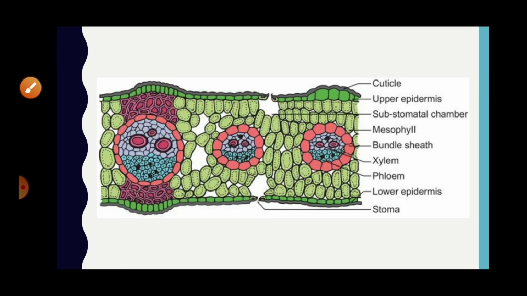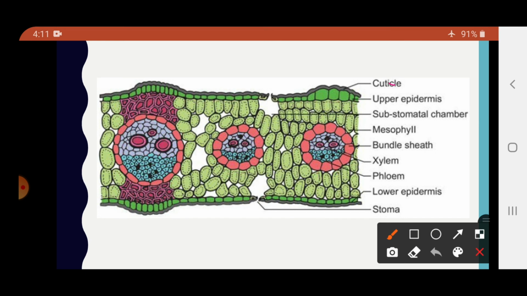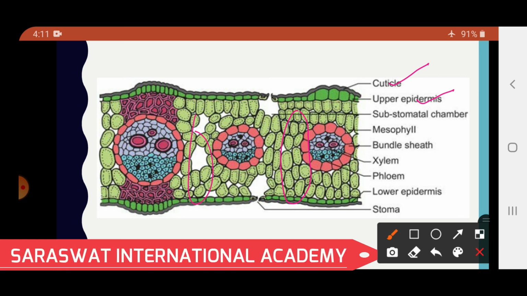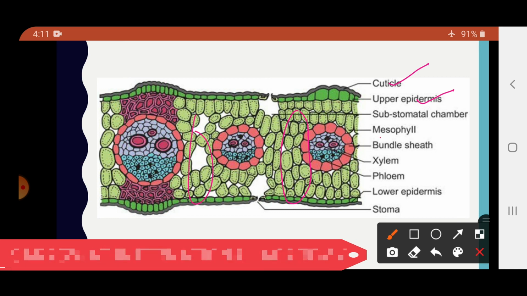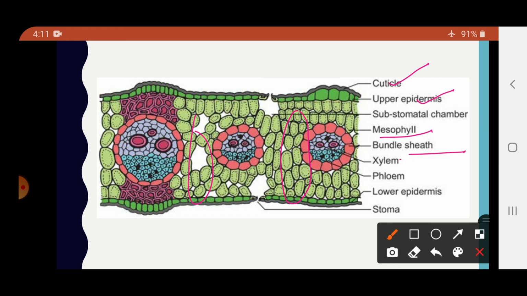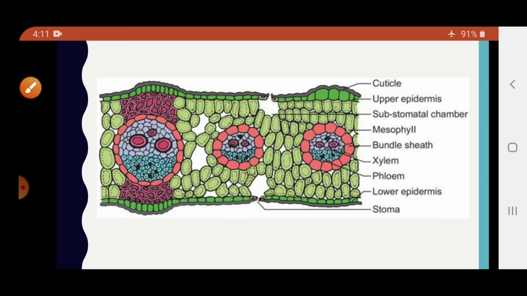See students, this is a diagram of the monocot leaf. This is cuticle, this is upper epidermis. Here you can see all the cells of the mesophyll are same. Okay, so this is a mesophyll. Bundle sheath, xylem, phloem, lower epidermis, stoma. Lower epidermis में क्या होता है, stomata के नीचे there will be the presence of the substomatal cavity.